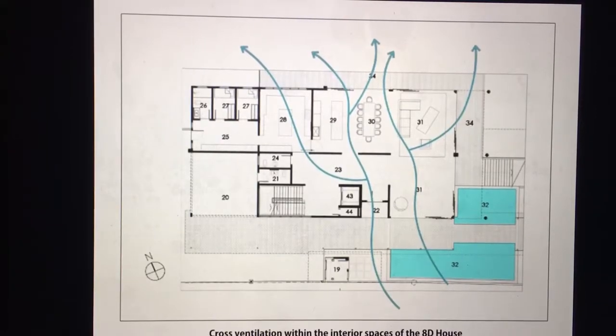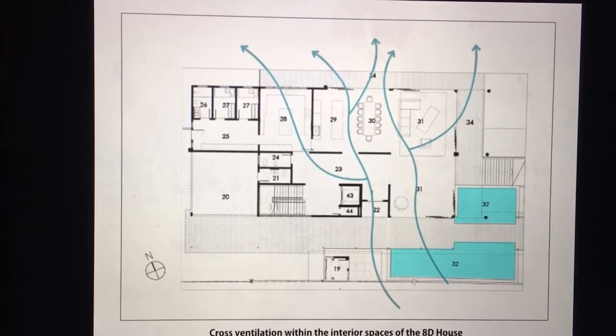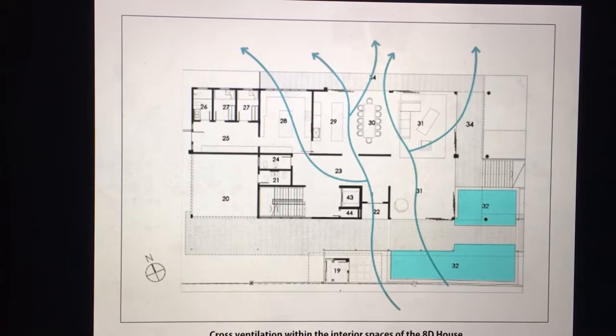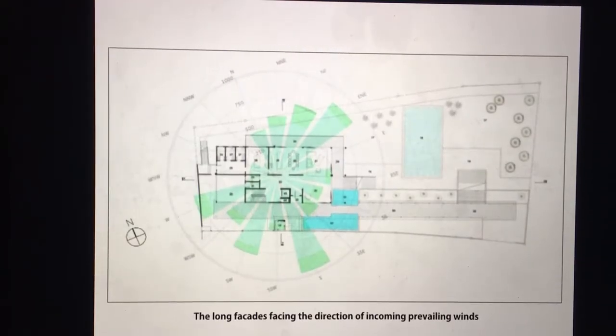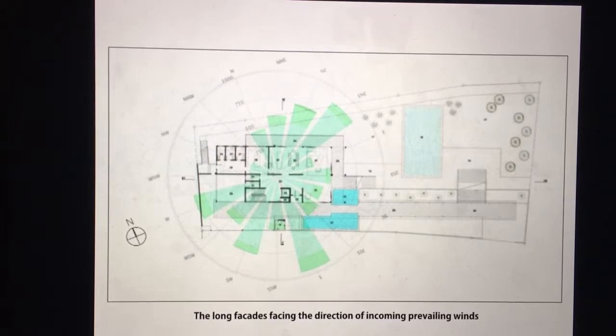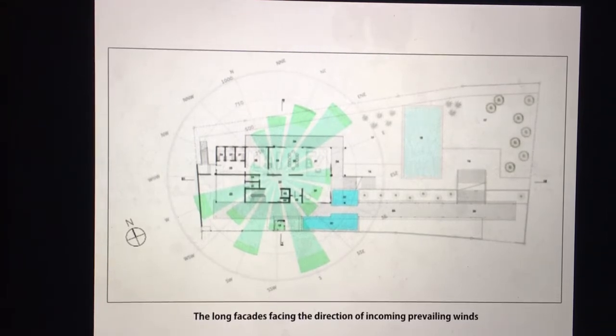Along with that, cross ventilation is made possible through the various openings that can be found within the interior spaces of the 8D house. And finally, the long facades facing the direction of incoming prevailing winds ensure that the house receives good ventilation.